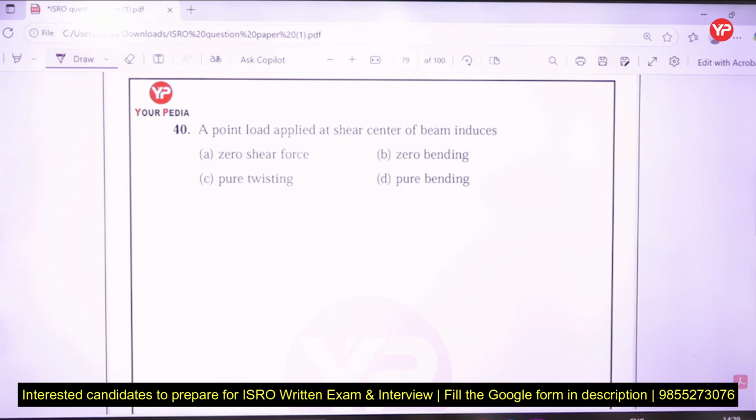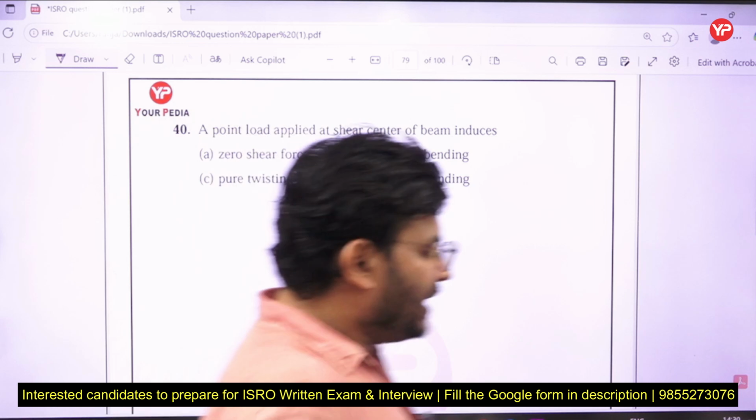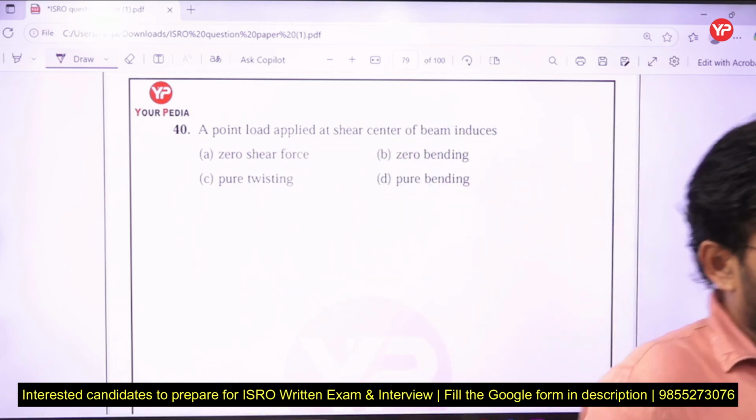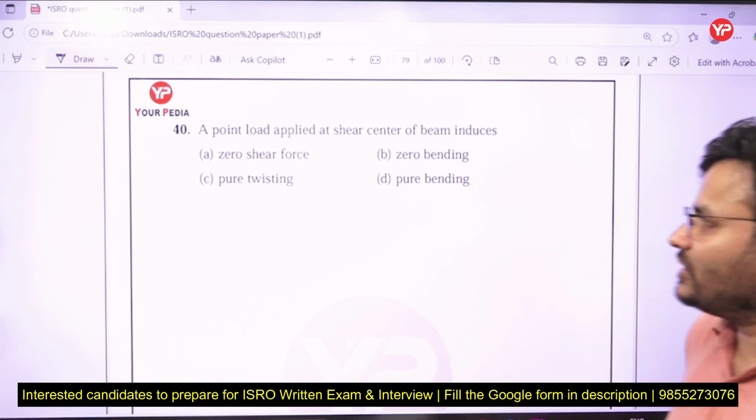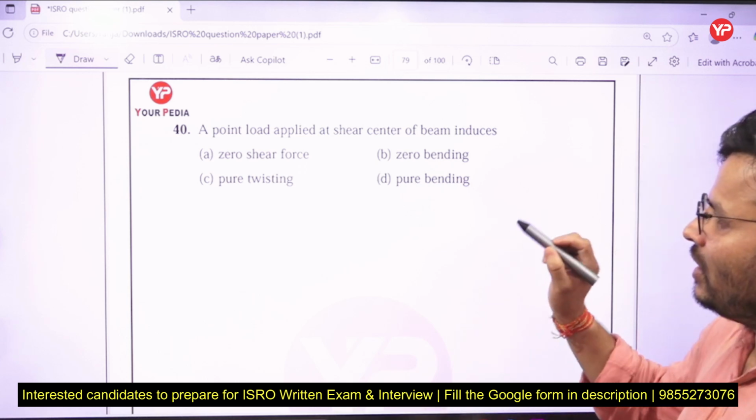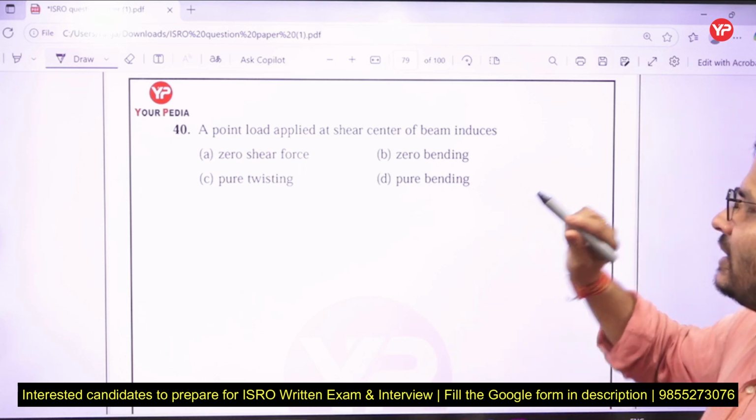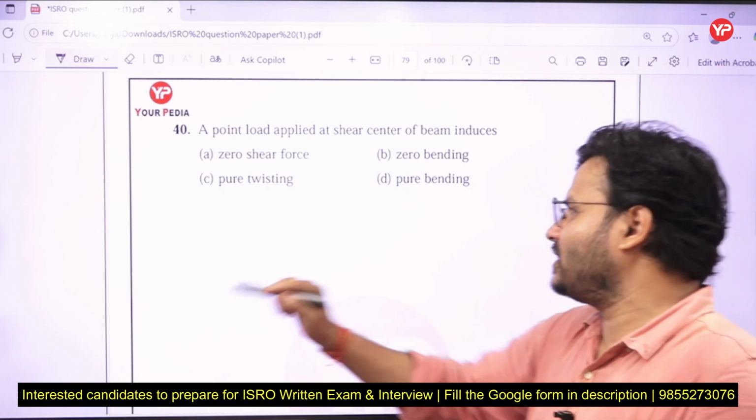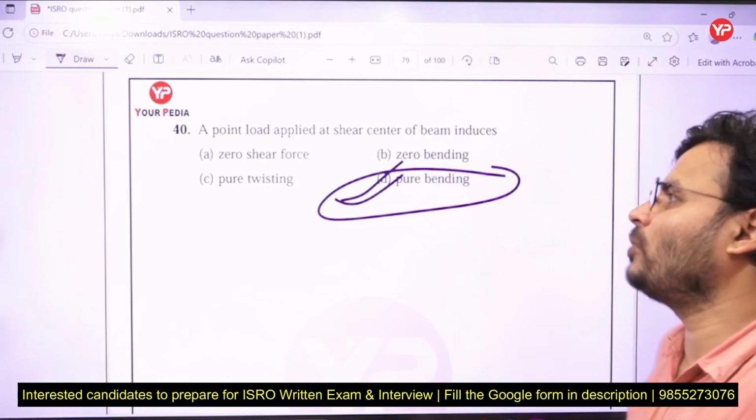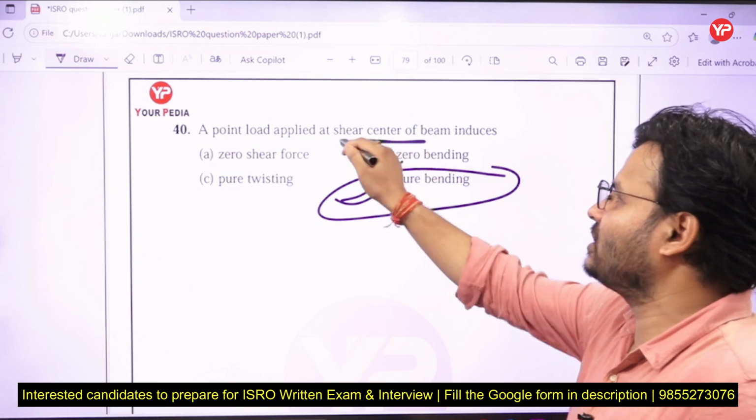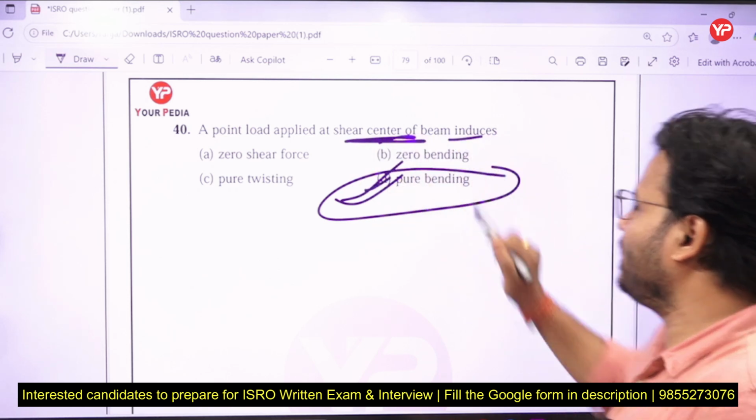When a point load is applied exactly at the shear center of a beam, the beam undergoes transverse shear force and bending moment, but no torsion. Therefore, the beam experiences pure bending under this condition. Whenever a point load is applied at the shear center, that gives pure bending. So the correct answer will be B for Bombay. A point load applied on the shear center, the beam induces only bending.